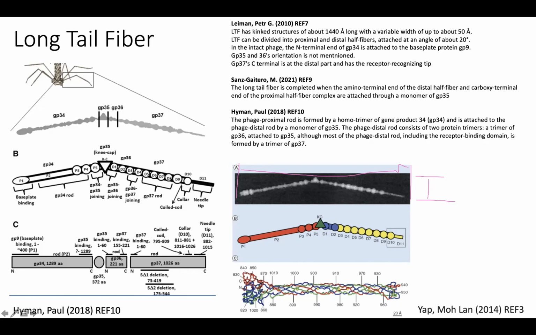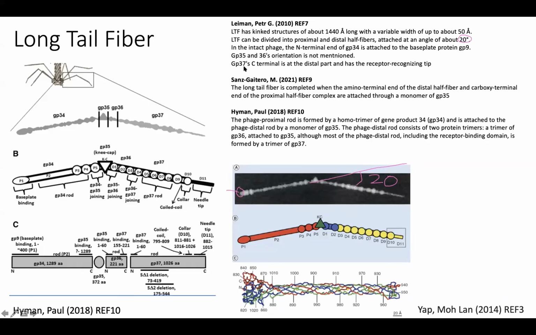And LTF can be divided into proximal, that's here, and distal half fibers attached at an angle of about 20 degrees. And we think it means this degree is 20. And in the intact phage, the N-terminal end of GP34 is attached to GP9. So here it attaches to GP9, and this is N-terminal. However, the orientations of GP35 and 36 are not mentioned.